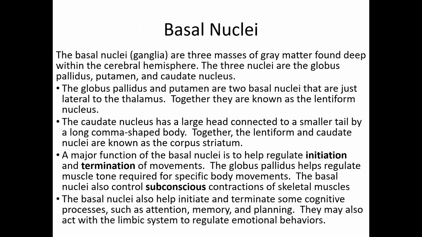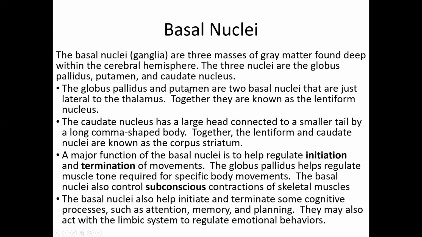We're going to jump back into talking about gray matter and what we call the basal nuclei or basal ganglia, which is the older traditional term. If I were to go back a couple of slides, I had them listed as basal ganglia. But basal nuclei is a little bit better description of them, and that's why they've changed it that way. There are three masses of gray matter found deep within the cerebral hemisphere. These include the globus pallidus, the putamen, and the caudate nucleus. Hopefully I pronounced those correctly.